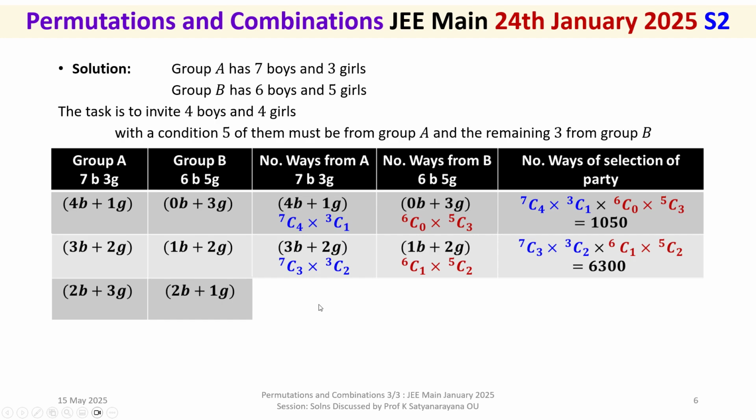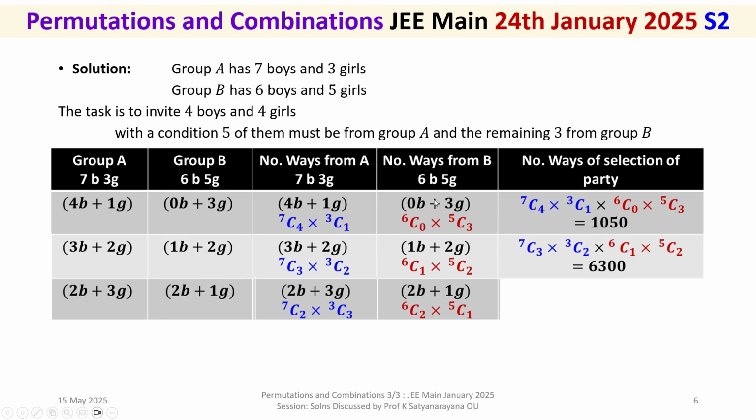Conditions are satisfied. How many ways you can do? The number of ways is 7C2 times 3C3, 2 boys plus 3 girls. 2 boys plus 1 girl is 6C2 into 5C1. Number of ways will be product rule: 7C2 multiplied by 3C3 multiplied by 6C2 multiplied by 5C1, simplify 1575.